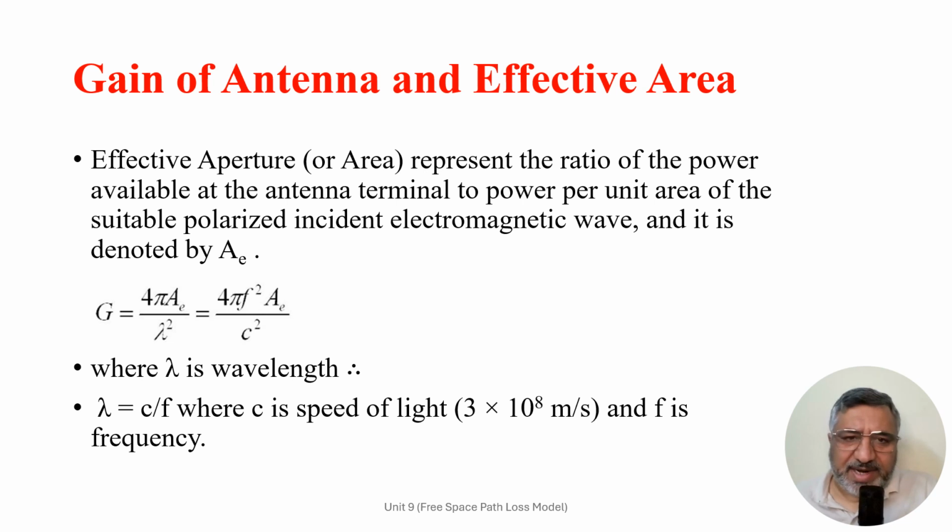As we know, lambda can be defined as c over f, where c is the speed of light, 3 times 10 to the power 8 meters per second, and f is the frequency of the antenna. So gain can be written as 4 pi f squared Ae over c squared. This equation clearly shows that gain is directly proportional to the effective area, and gain is also directly proportional to the square of frequency. And c is a constant, so gain is a direct function of f and Ae.